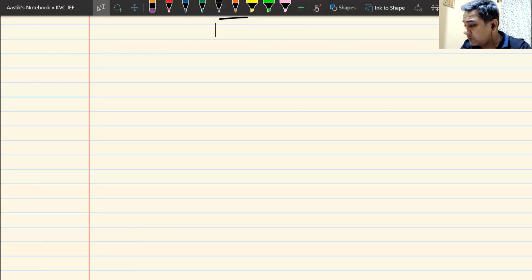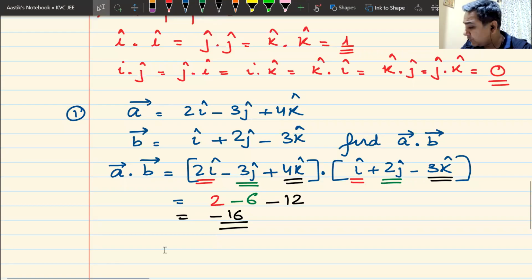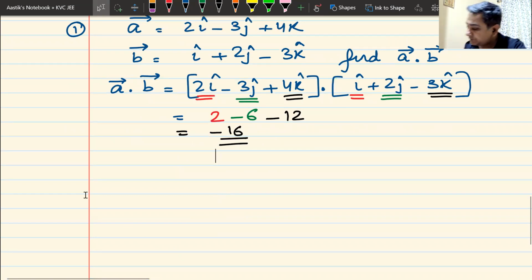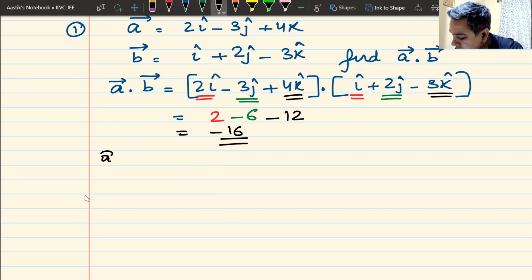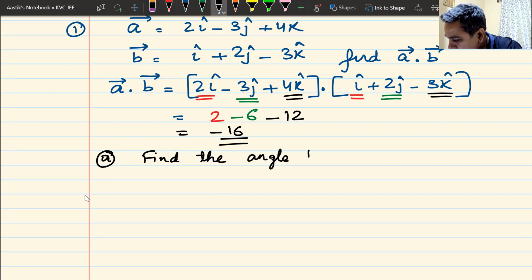For example, if I go to the previous question, question number 1, what I do is I add a subsidiary question here, question number A. Same question, find the angle between A and B. Same data. You have to find the angle between vector A and vector B. Your time starts now.